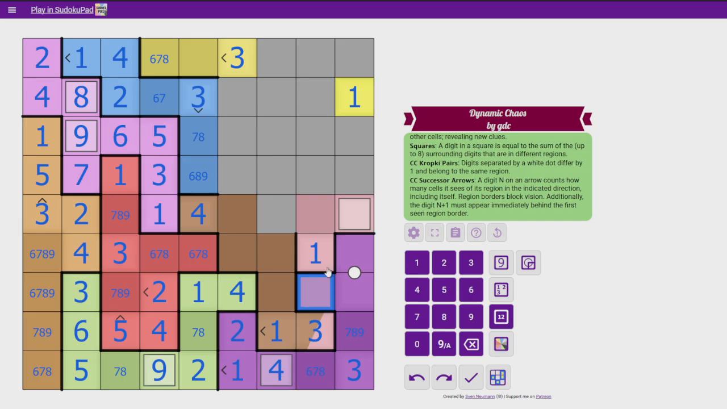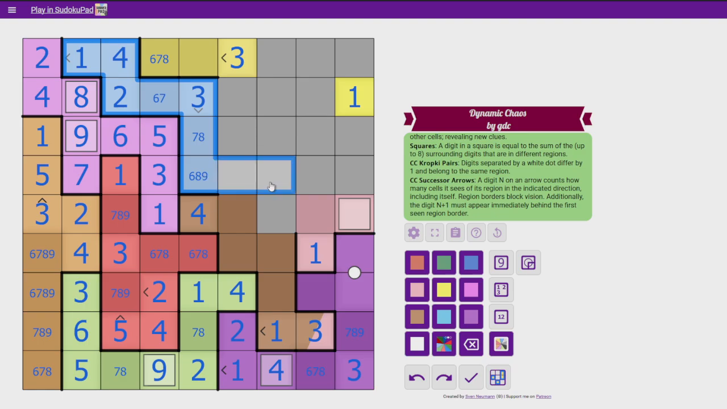Oh. Here's something. These can't both be tan, because if they were, this would be counting that, and these would be the same digit. So these can't both be tan. Can either of them be blue? 1, 2, 3, 4, 5, 6, 7, 8, 9. No. Can either of them be brown? 1, 2, 3, 4, 5, 6, 7, 8, 9. Yeah. Barely. They can barely be brown. That's annoying.